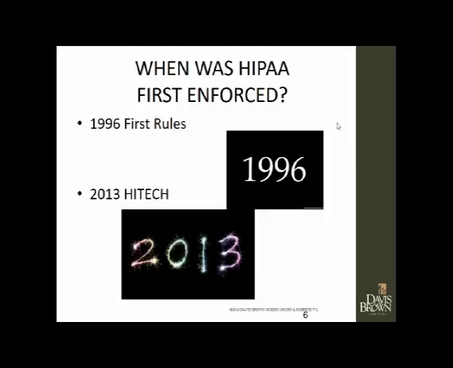So HIPAA was first created in 1996. Don't go back to the 1996 rules. Okay, that's not what you want to be looking at. What you want to look at is the high-tech rules, which are January 2013. High-tech changed a lot of the original rules, so if you have a question or a problem and you go back to those first rules, it's not going to give you the right answer. So anytime you have a question or issue, start with the 2013 rules. They're called the Omnibus Regs and High-Tech. They cover the bulk of what you're going to look at.